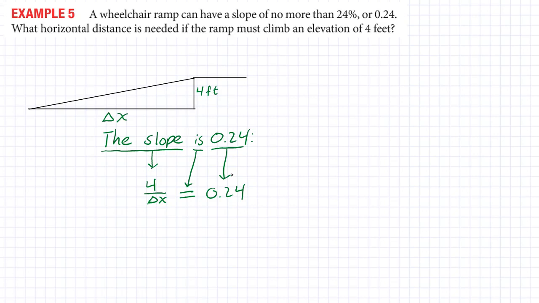Now let's solve this equation for delta x. This is a little tricky because it's in the denominator, but what we can do to get rid of that is just multiply both sides by delta x. Because on the left side, the delta x multiplied by 4 and then divided by delta x, those cancel each other out. So you just get a result of 4 equals 0.24 delta x. And then from there you can divide both sides by 0.24.